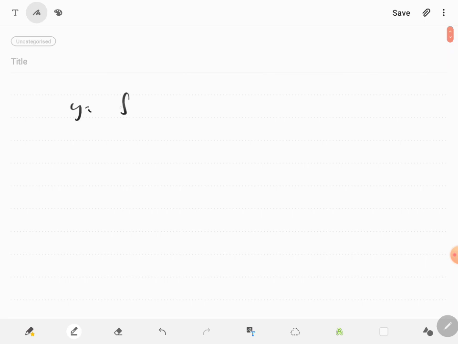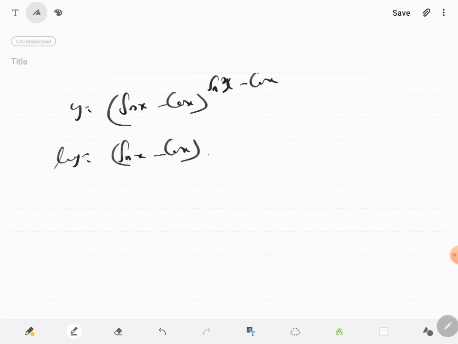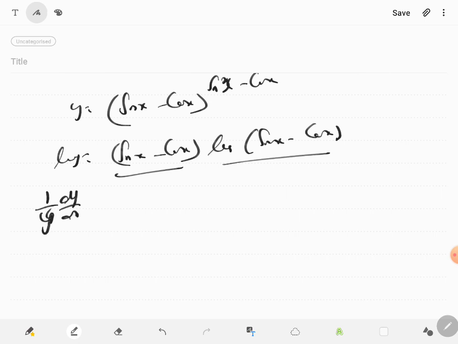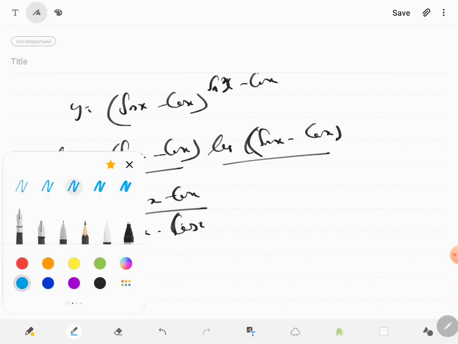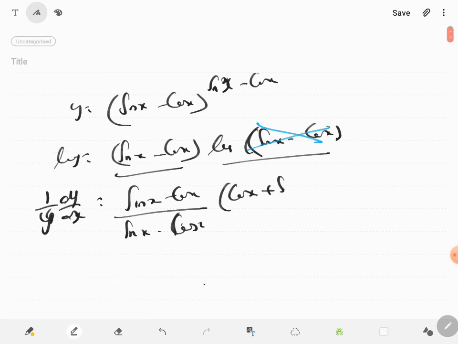y is equal to sin x minus cos x the whole to the power sin x minus cos x, like x to the power x. So log y is equal to sin x minus cos x into log of sin x minus cos x. So this is u and this is v. 1 by y into dy by dx is equal to sin x minus cos x into the derivative of log of sin x minus cos x, which is 1 by sin x minus cos x, because this itself is like capital X. So 1 by sin x minus cos x into cos x plus sin x.